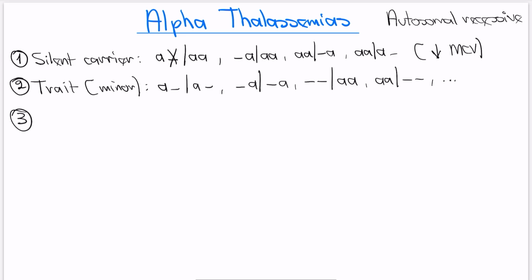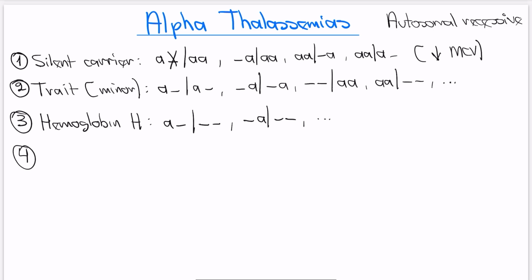Now, the third possibility here will be to have 3 out of the 4 alpha-globin genes affected. In this case, we will call that hemoglobin H, and this definitely has more clinical consequences that we will discuss later on. So here you may, for example, see something like this, A minus, minus, minus. You may see a minus A, minus, minus, and so on.